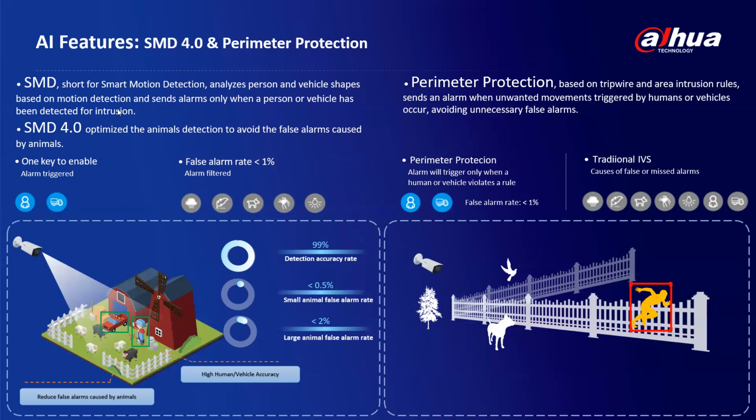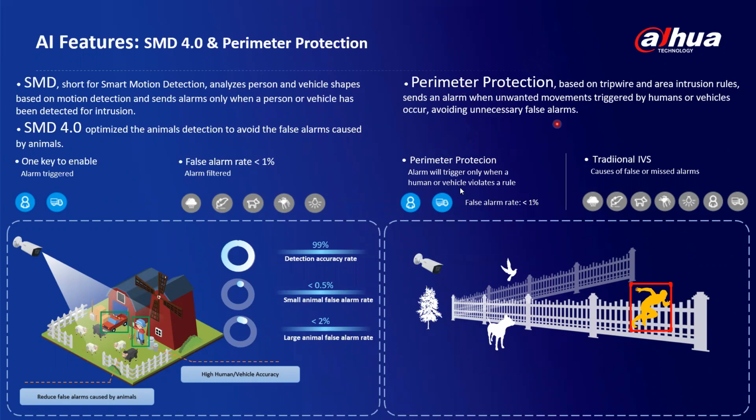Okay. So the other feature is perimeter protection. That's based on the tripwire and area intrusion rules, which have been set by the user, that can send alarms when unwanted movements triggered by humans and vehicles occur within that particular scene. Then it can help avoid unnecessary false alarms.